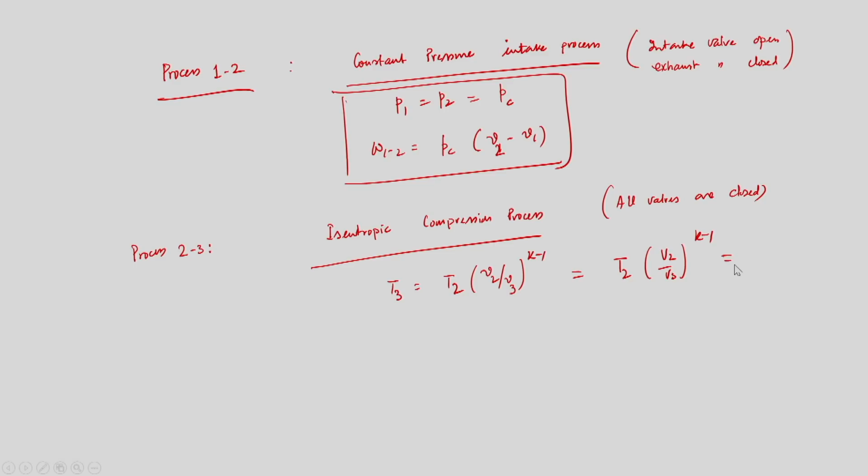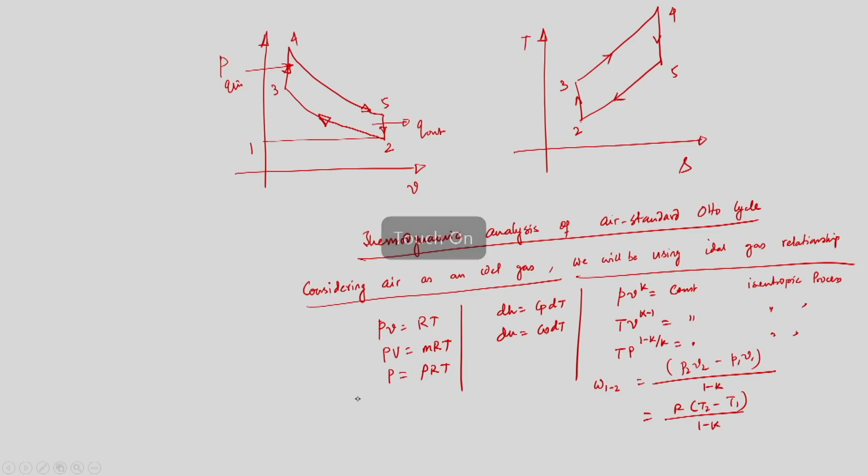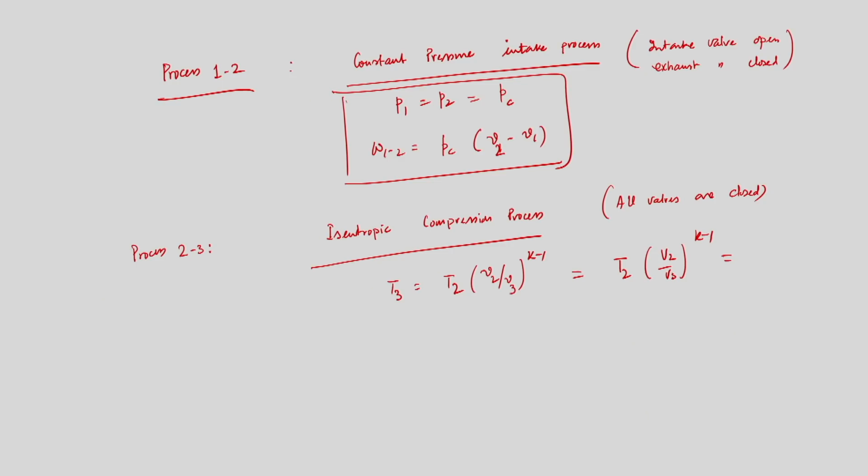What is V2 by V3? If we go back to the previous slide, V2 by V3 is the compression ratio. So, here V2 by V3 is equal to the compression ratio, that is RC. This is very important. So, for the isentropic compression process, T3 is equal to T2 into (V2 by V3) to the power k minus 1, that is T2 into RC to the power k minus 1.